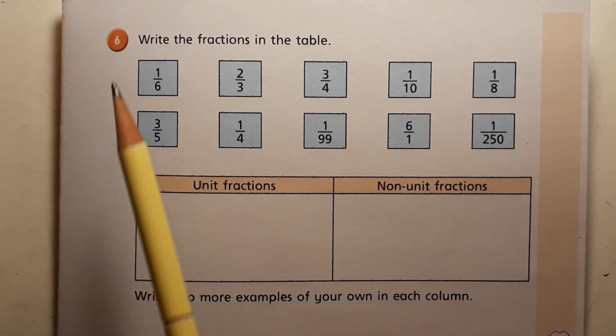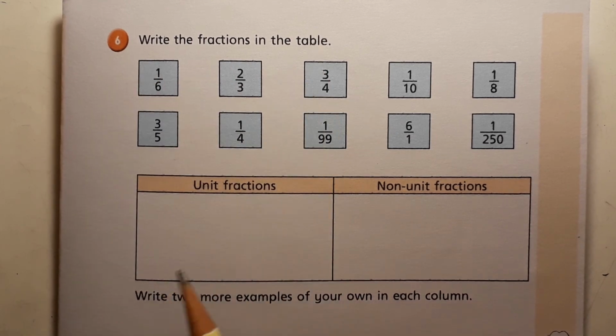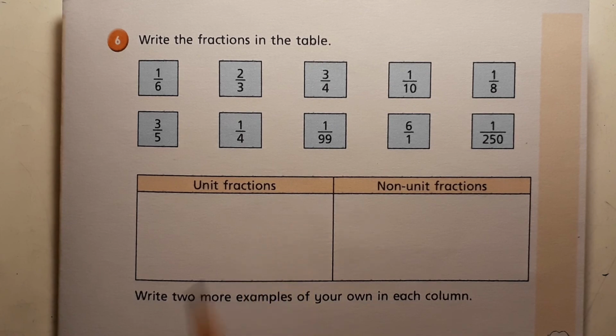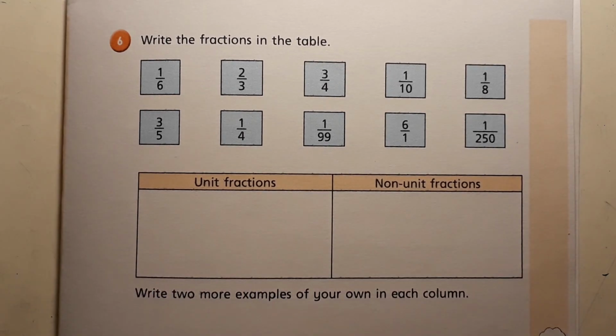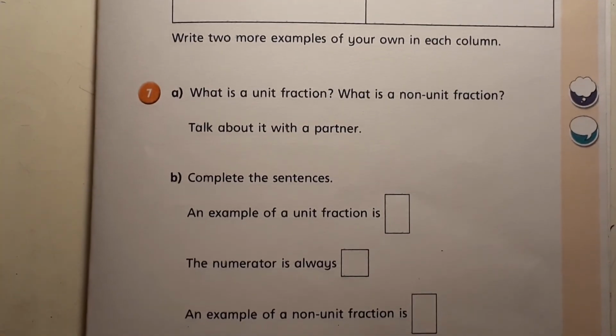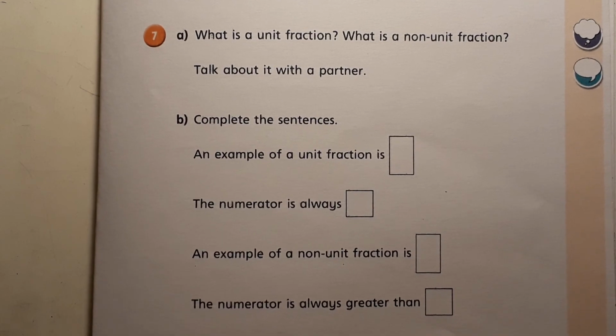Here we go, question number 6. Write the fractions in the table, so unit fractions and non-unit fractions. Unit fractions must have a numerator of 1, so you can sort them really easily, and then complete the examples. You'll just fly through that today.